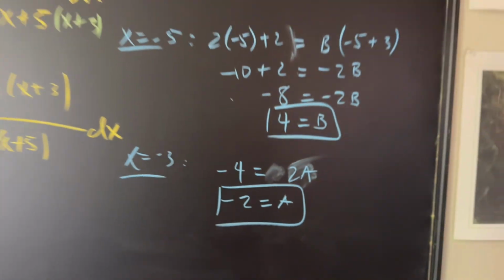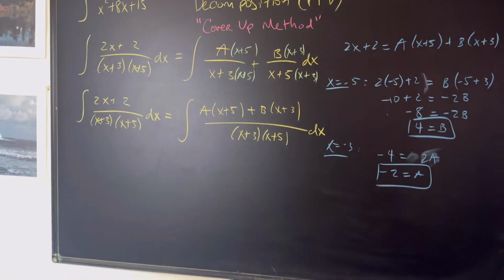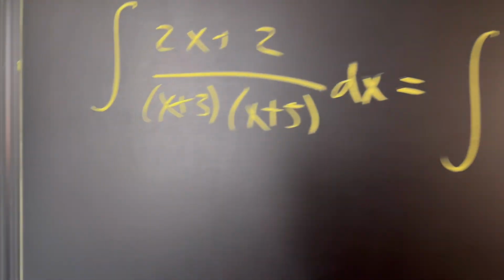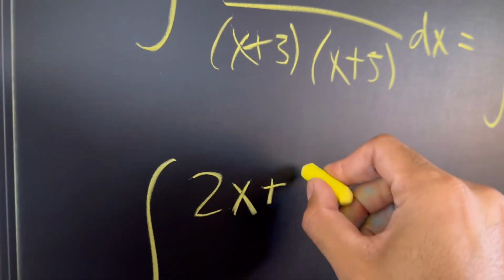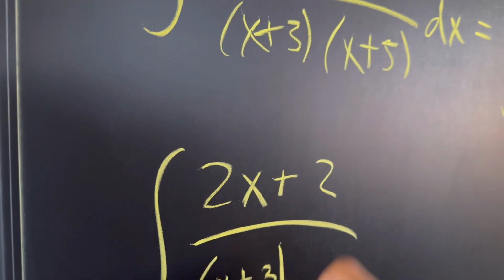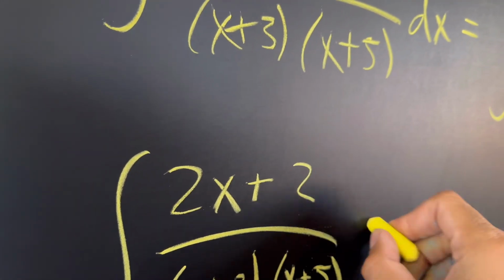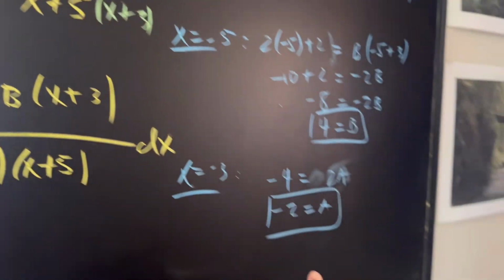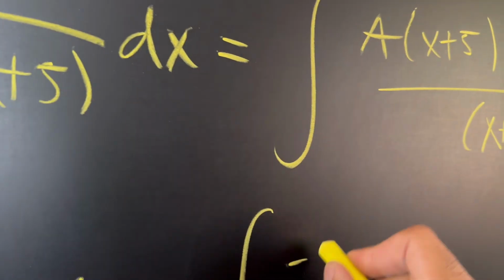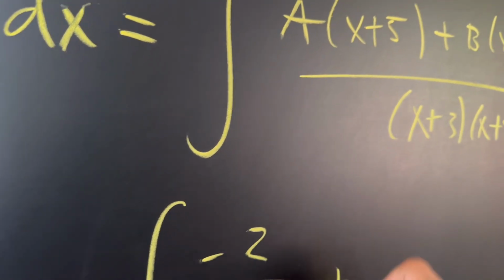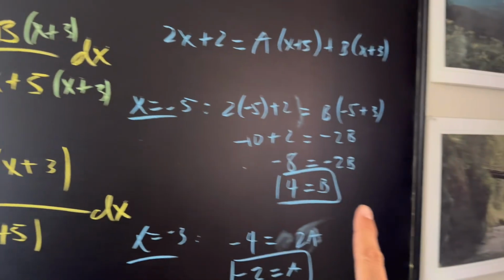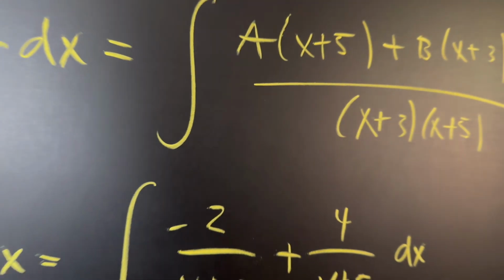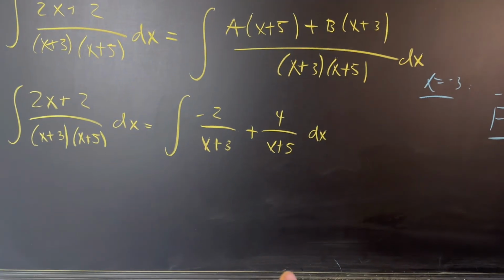And this is amazing because we found the two values that we needed in order to rewrite our integral. So now that we have a and b, this particular integral right here, 2x plus 2 over x plus 3 times x plus 5 dx, is now equal to the integral up here where a is -2. So we have the integral of -2 over x plus 3 plus, and then b is 4, so we have 4 over x plus 5 with respect to x. And now all we have to do is integrate this right here.